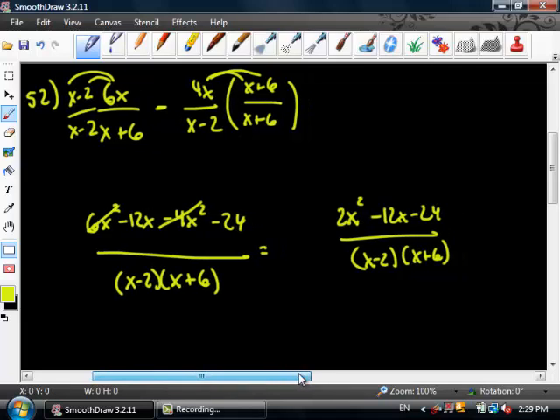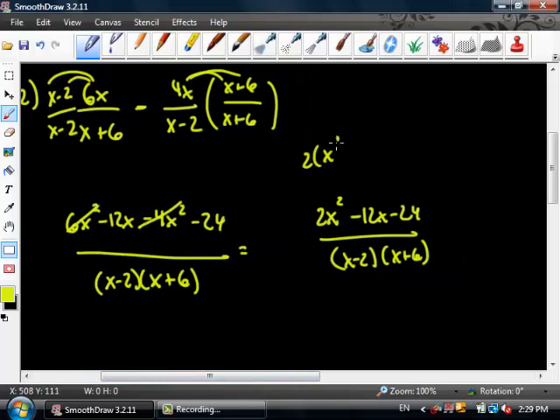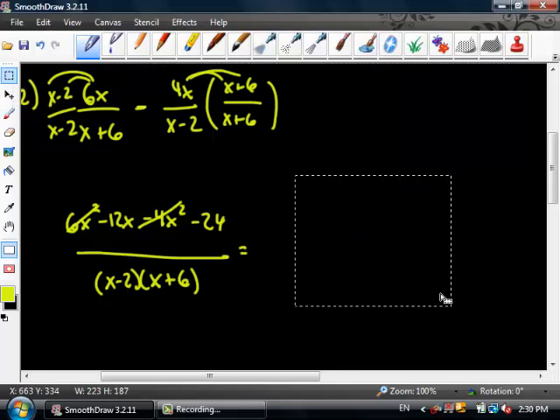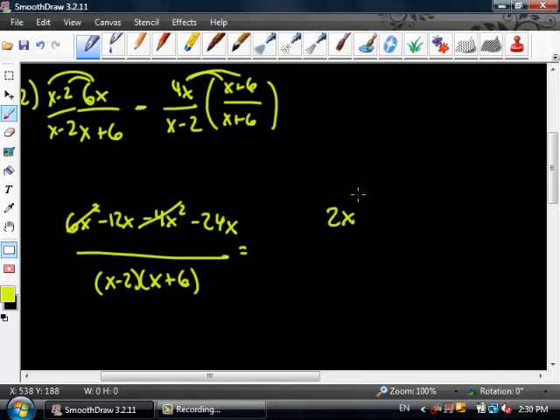Now, maybe if I factored out a 2, I get x squared minus 6x minus 12. Yeah, Stephanie. Where did you get the 24? Is it 24x? Oops, thank you, Stephanie. That's what's messing me up here. Okay, this should be 24x. So what you get is 2x squared minus 36x. Now if I factor out a 2x, I get x minus 18. That doesn't help me, so it's gone.